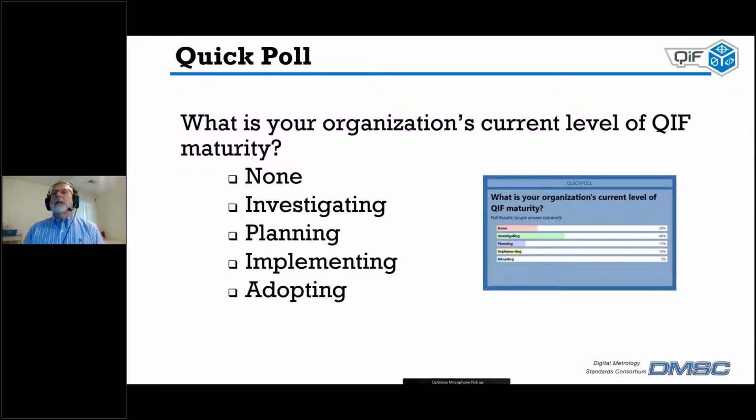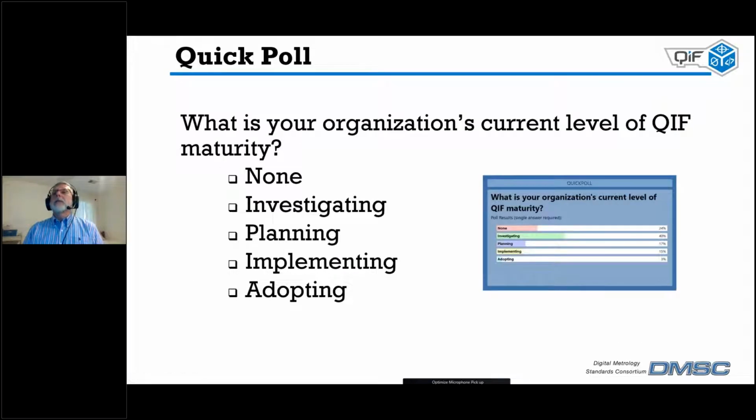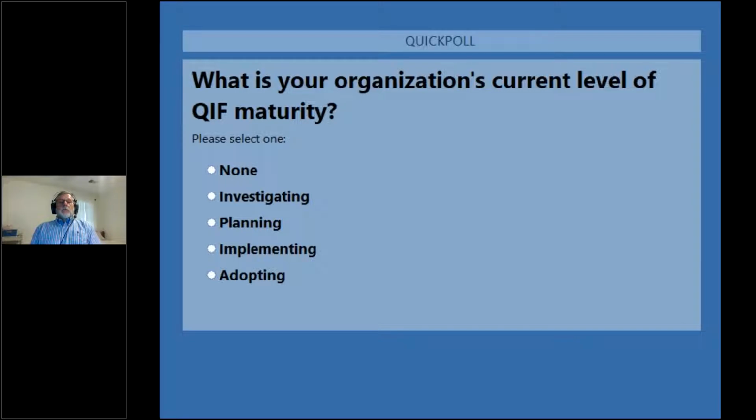So now let's start our next poll. This is a poll that we did 2 years ago, so I'll be anxious to see what our results are this time. What is your organization's current level of QIF maturity? Is it none? Are you still investigating? Or has that investigating got to actual planning? Are you implementing, or have you adopted or are adopting?